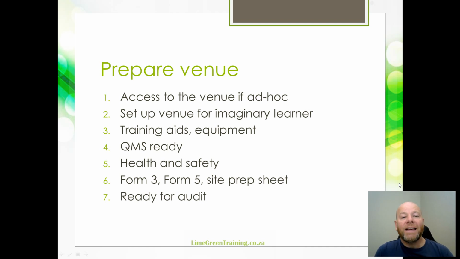Set the classroom up as if training is happening that day, complete with what the learner needs, the facilitator needs, and the specific equipment required by the curriculum. Your QMS must be there. All these documents and forms should be part of your QMS. Your QMS should be the central point, but also there should be a visual evidence that the classroom is ready for training. Health and safety must be in place. Those forms, Form 3, Form 5, and the site audit prep sheet should be ticked off. You should have gone through them and checked them. And if you've done all of that, you're ready for your audit.